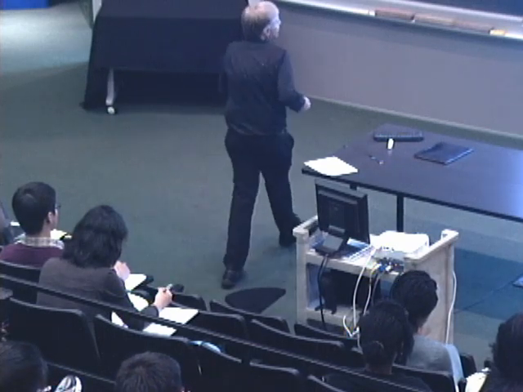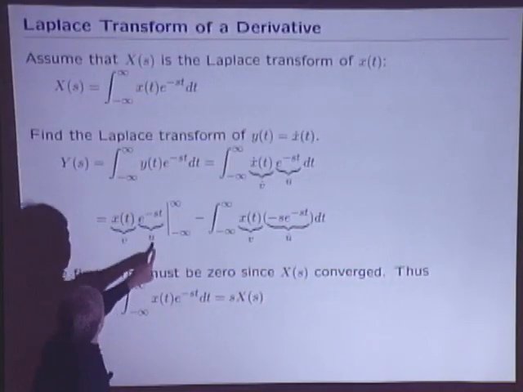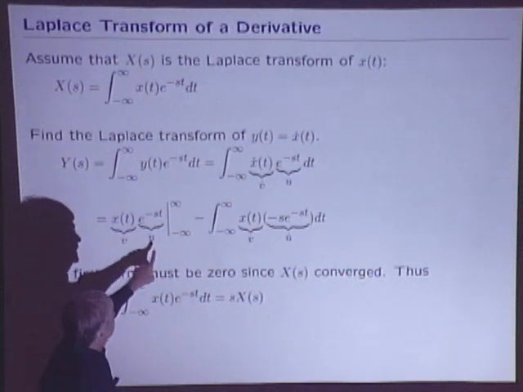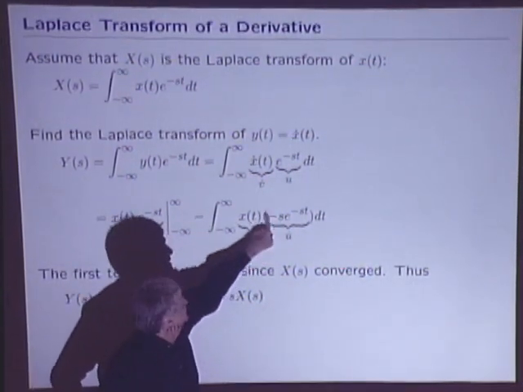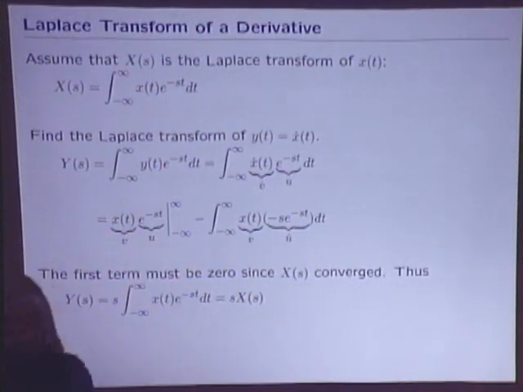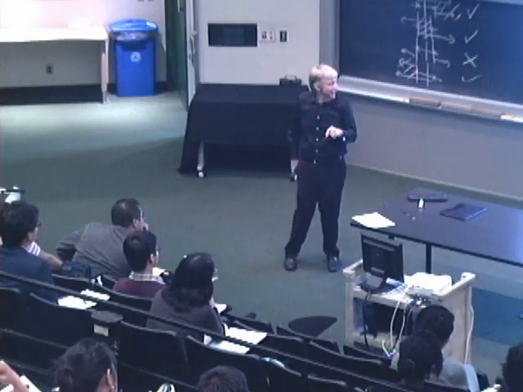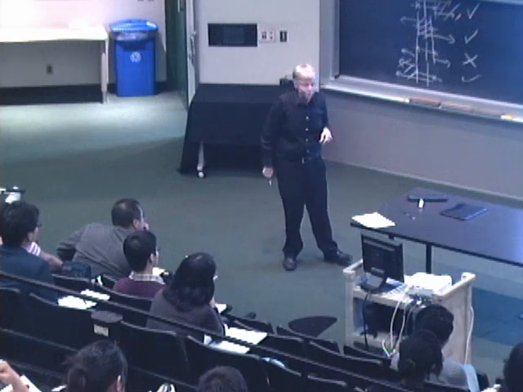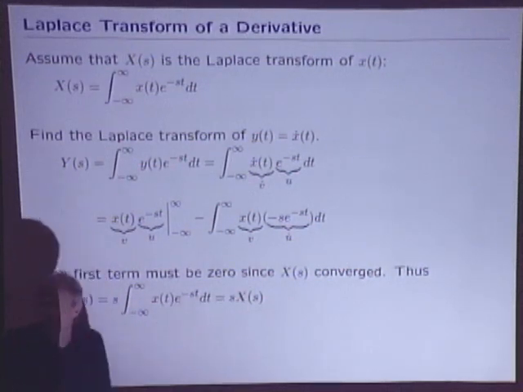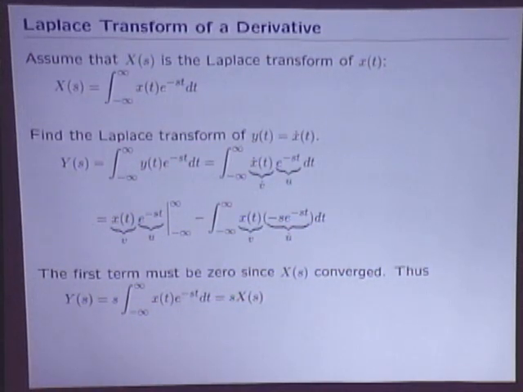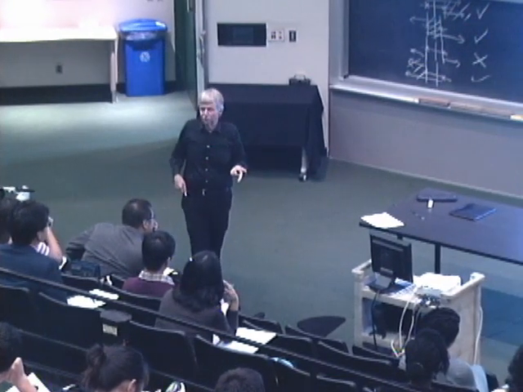So that means that I can easily integrate that part. I can easily differentiate that part to get something that looks just like this, except it's multiplied by minus s. And that minus s is the only thing that ends up being important. The Laplace transform of the derivative is s times the Laplace transform of the original function. Okay? Differentiating in time is the same as multiplying by s in the Laplace transform.